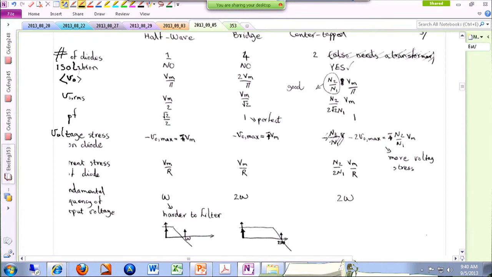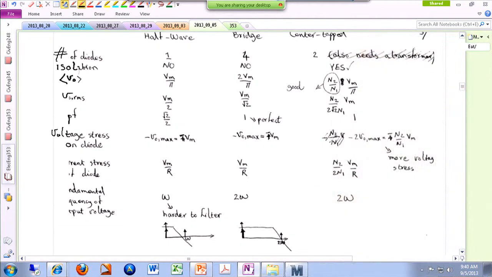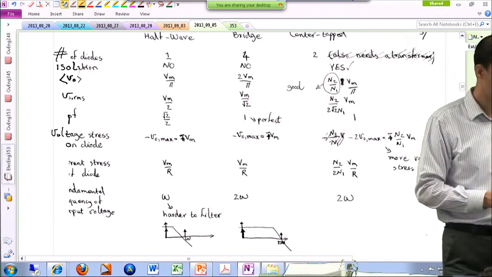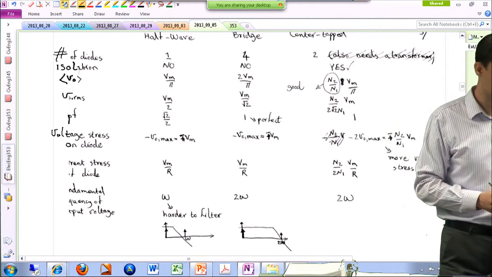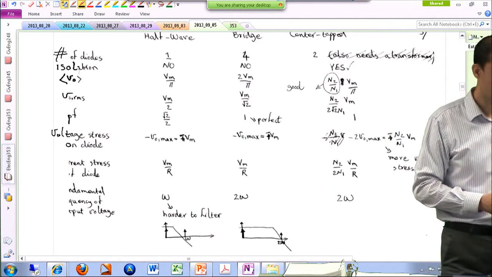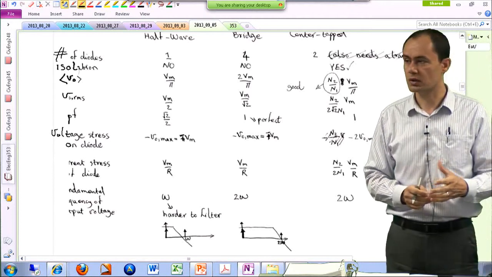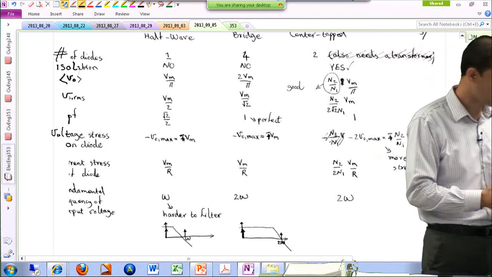Voltage stress on the diodes. Okay? Voltage stress on the diodes is important because when we want to select a diode, we have to know how much voltage it should be able to tolerate when it is off. In the first topology, the maximum voltage that appears on the output voltage is the maximum reverse voltage that appears across the diode. In the second topology, same. In the last topology, it is actually twice as much. So that could be considered a disadvantage for the center tap topology.